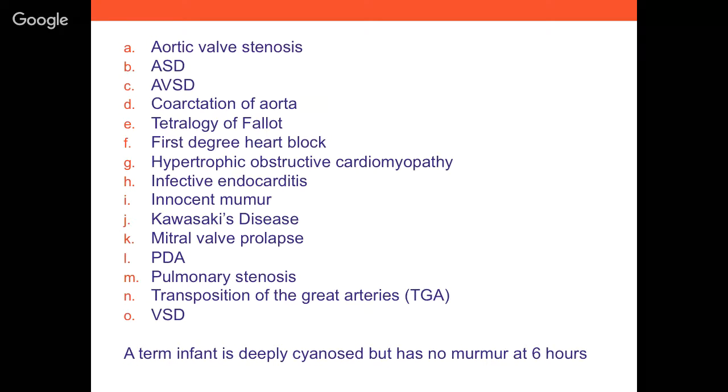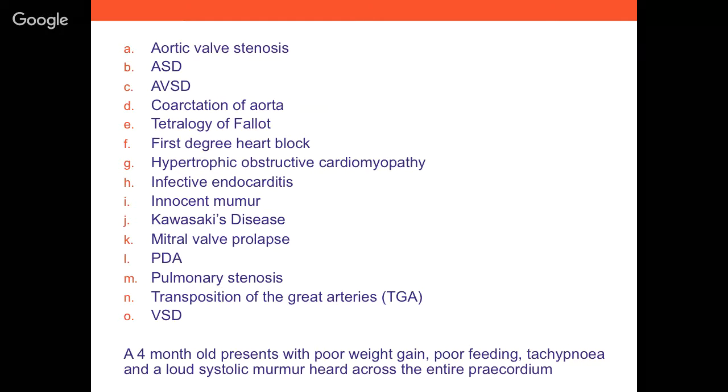Term infant, deeply cyanosed, no murmur at 6 hours. No murmur. Totally silent. I know this came up. A four-month-old with poor weight gain, poor feeding, tachypnea, and a loud systolic murmur heard across the entire precordium. Getting slightly trickier.